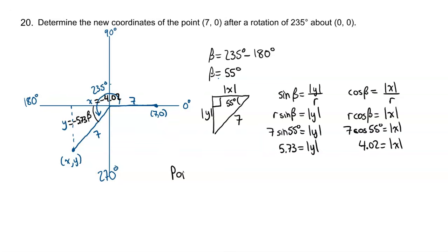And so we label that, and we can now list our point. The point is the x value followed by the y value. So it's negative 4.02, comma, negative 5.73. And that's all there is to it.